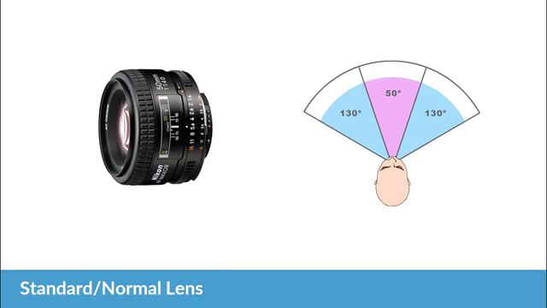Okay, now 50 millimeters can either be a fixed 50 millimeter, or it can be on a zoom lens, something like that Canon 18 to 135 mil, and you simply set it to 50 millimeters.